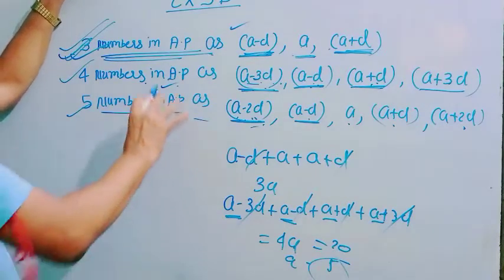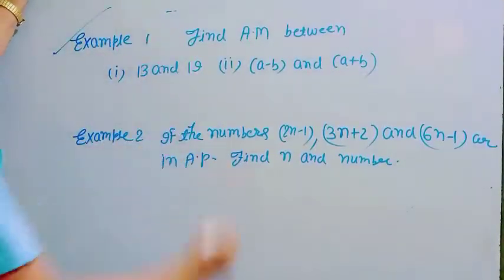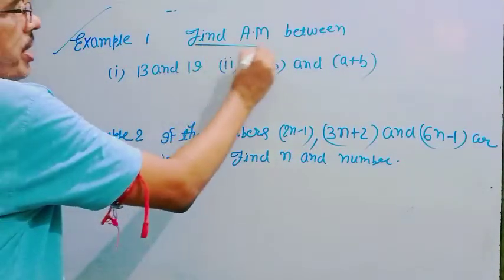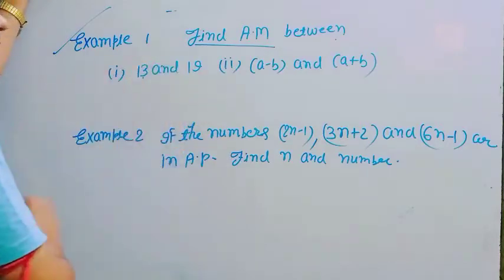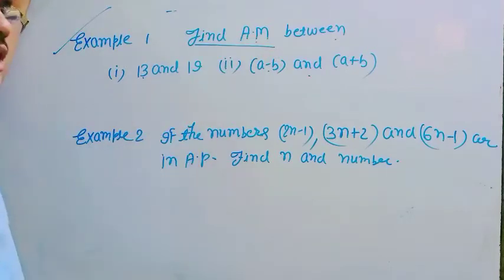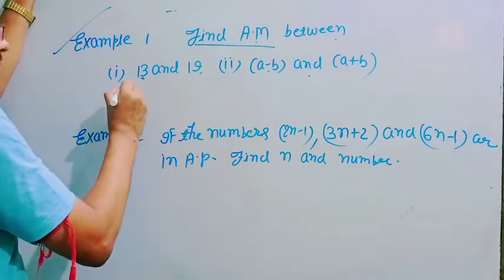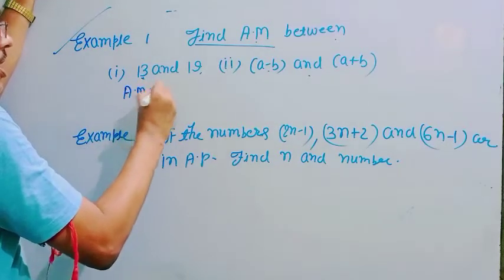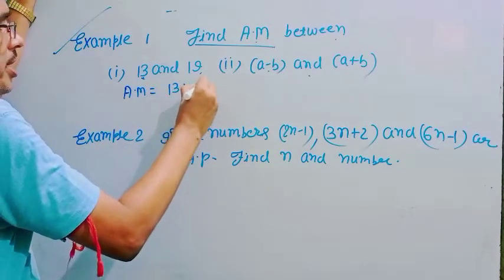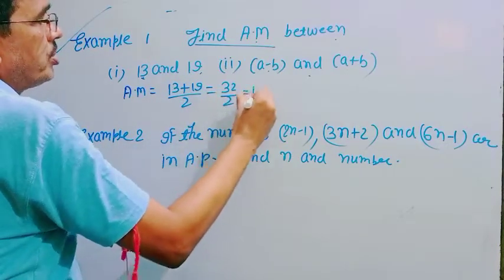Now we discuss the sums of this chapter. See here in the example of exercise 5b: find the AM between 13 and 19, and between a minus b and a plus b. First, what is AM? AM is called arithmetic mean and its other name is the average. And you know there are 2 numbers, then you can easily find the average. So you write here the arithmetic mean is equal to 13 plus 19 by 2, that is 32 by 2, so it is 16.